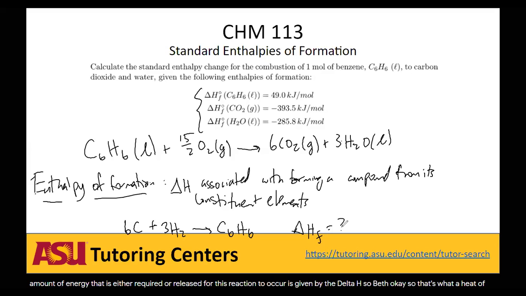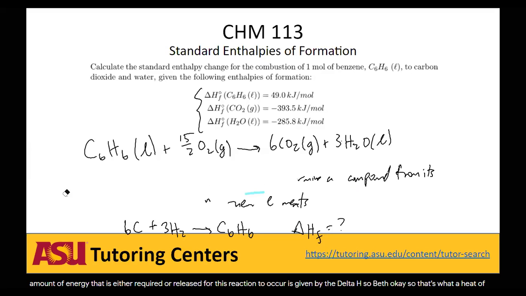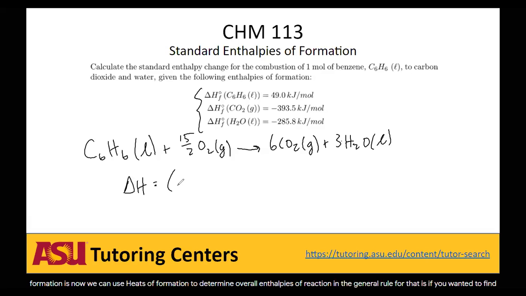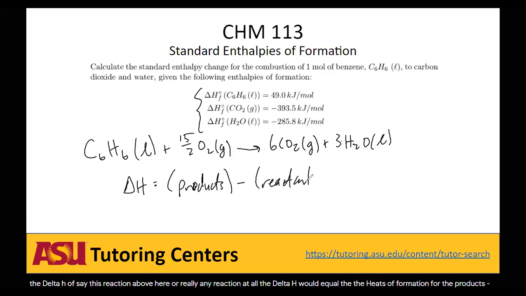Now we can use heats of formation to determine overall enthalpies of a reaction. And the general rule for that is, if you wanted to find the delta H of, say, this reaction above here, or really any reaction at all, the delta H would equal the heats of formation for the products minus the heats of formation of the reactants.